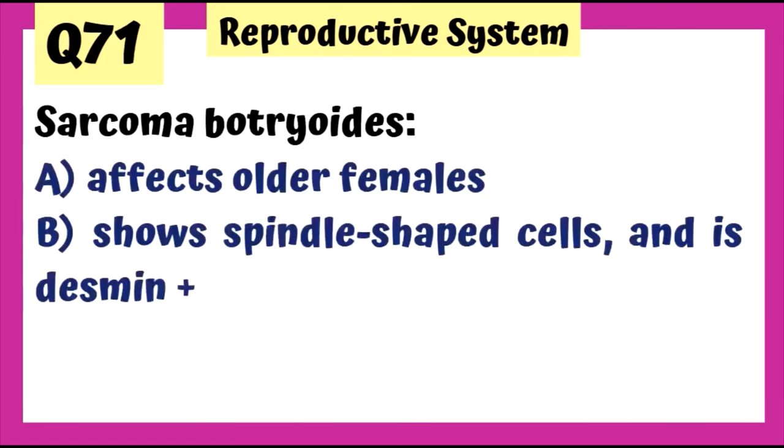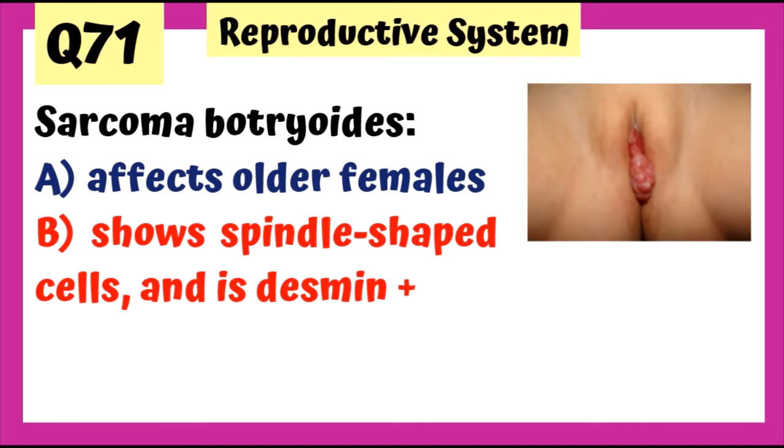Okay. Sarcoma botryoides does not affect older females, it affects younger ones, little kids often, and it's spindle-shaped cells and is desmin positive. All right, botryoides means a grape-like mass, so that's what we see.